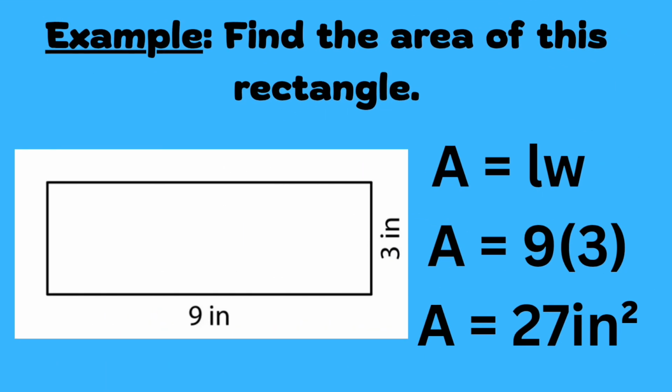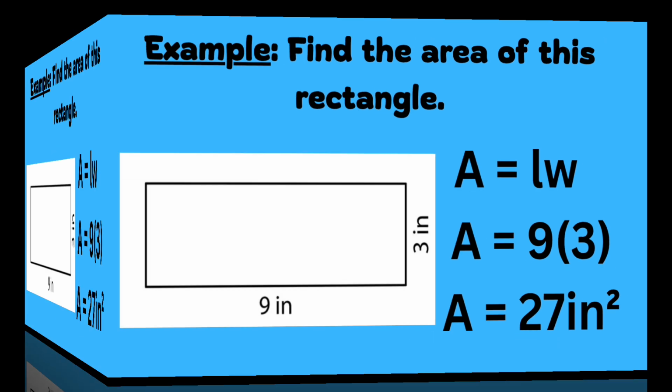Alright, here's our first example. Find the area of this rectangle. So our length is 9, our width is 3, and you simply multiply 9 times 3 and get 27 inches squared. Now you try it.